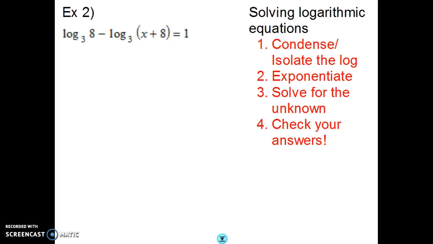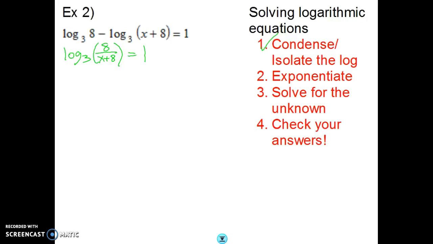Moving on to our last example here. Again, we're going to start out by condensing and or isolating our logs. In this case, we're just going to be condensing. So it's going to be log base 3. This is the quotient property, so subtraction outside of logs, log minus log, can become division inside. So it becomes log base 3 of 8 over x plus 8 equals 1. We have successfully condensed and or isolated our log.